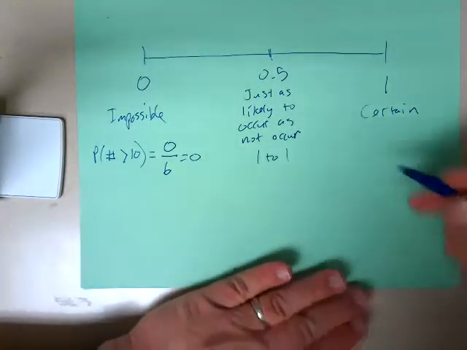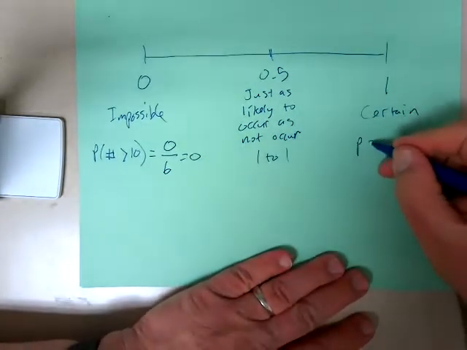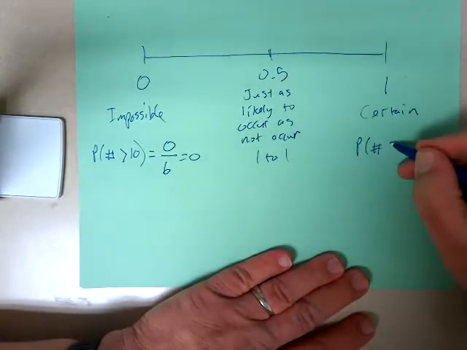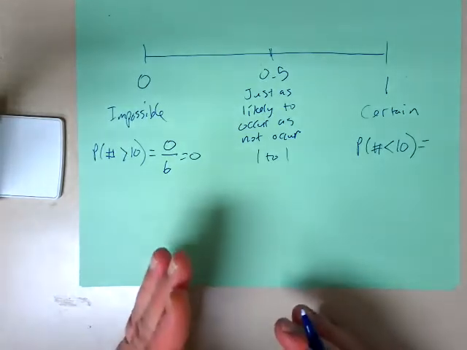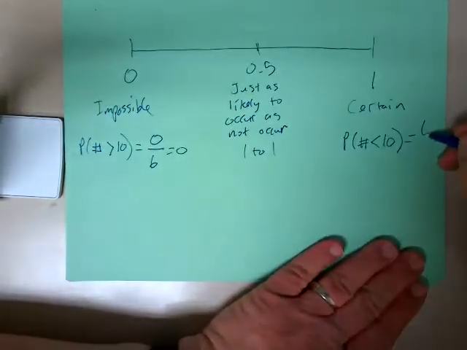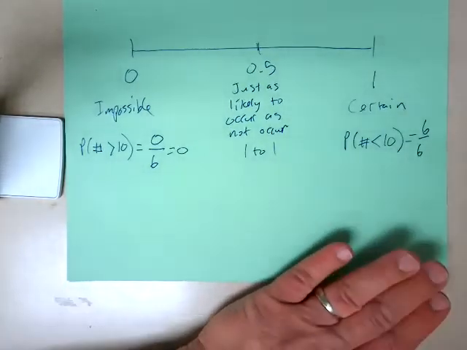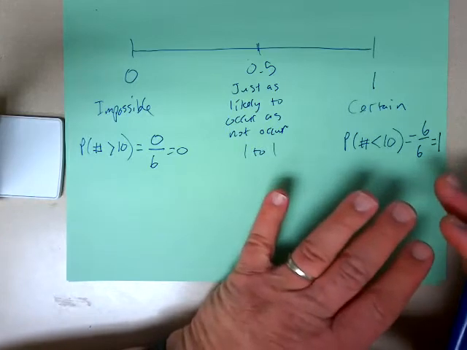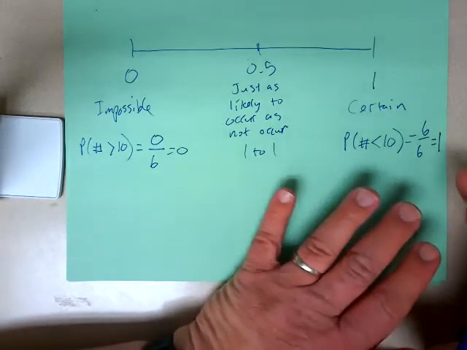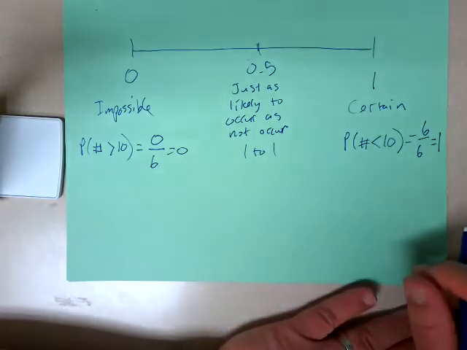It's impossible. An example of a certain event would be rolling a number less than 10. Out of the 6 outcomes, all 6 of them are less than 10, and any number divided by itself is 1. So in this case, it's a certain event. It must occur.